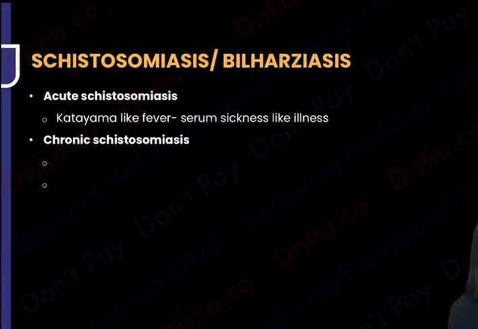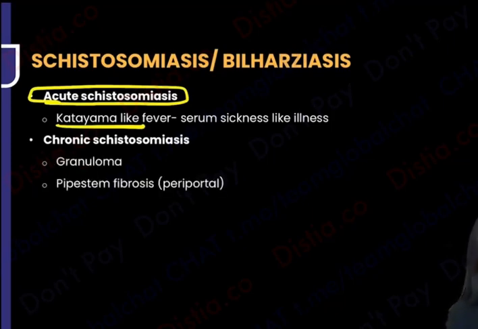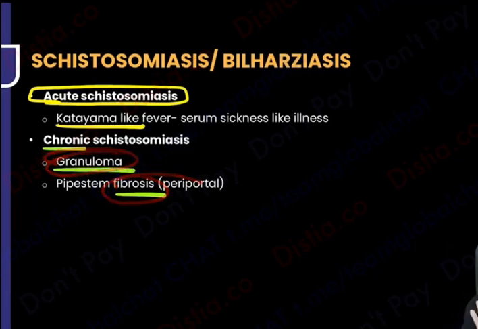And also in acute schistosomiasis, there is something known as Katayama-like fever. So the patient basically has a serum sickness-like illness. Fever occurs because it is the starting, acute phase. But in the chronic condition, anything chronic will result in fibrosis and granuloma. If I go to my basic pathology, in general pathology, what was there in chronic inflammation? Granuloma, healing. Healing means fibrosis. So chronic schistosomiasis will result in granuloma formation and pipe stem fibrosis.